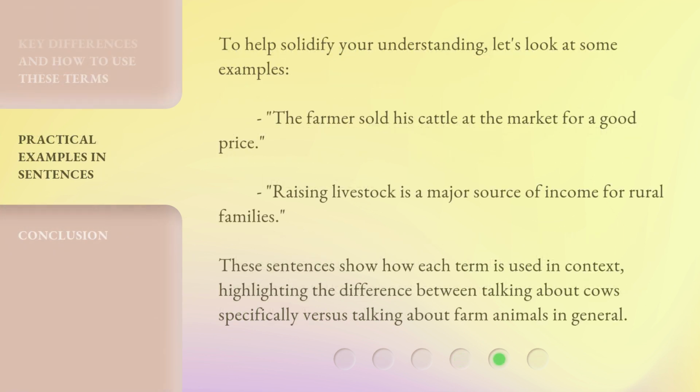To help solidify your understanding, let's look at some examples. The farmer sold his cattle at the market for a good price. Raising livestock is a major source of income for rural families. These sentences show how each term is used in context, highlighting the difference between talking about cows specifically versus talking about farm animals in general.